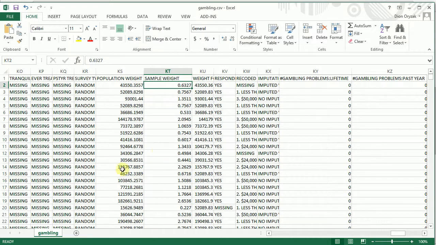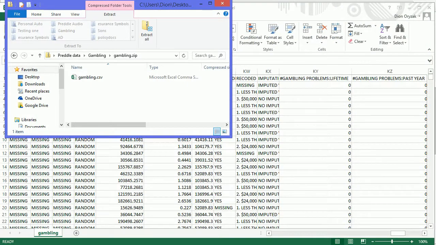You can either upload the CSV file directly, or to reduce the size and data transfer time, upload a zip file containing a CSV file. If you upload a zip file, this archive can only contain one file, the CSV file, which needs to have exactly the same name. In this example, we have gambling.zip containing gambling.csv.